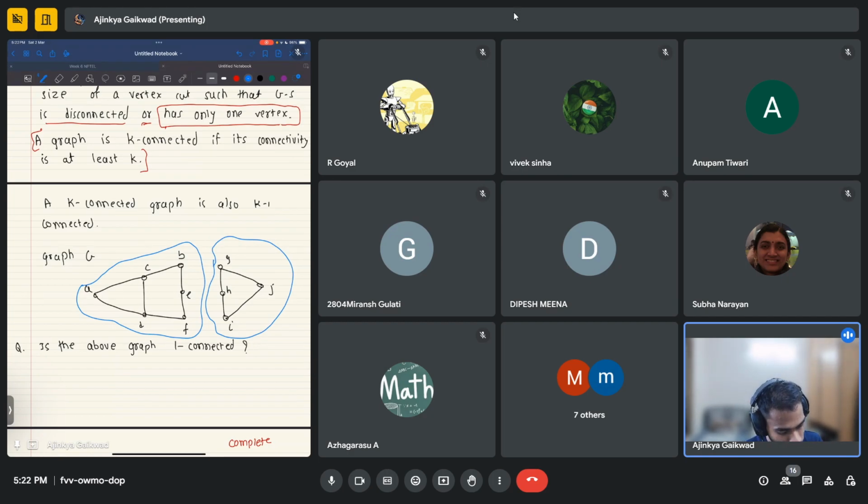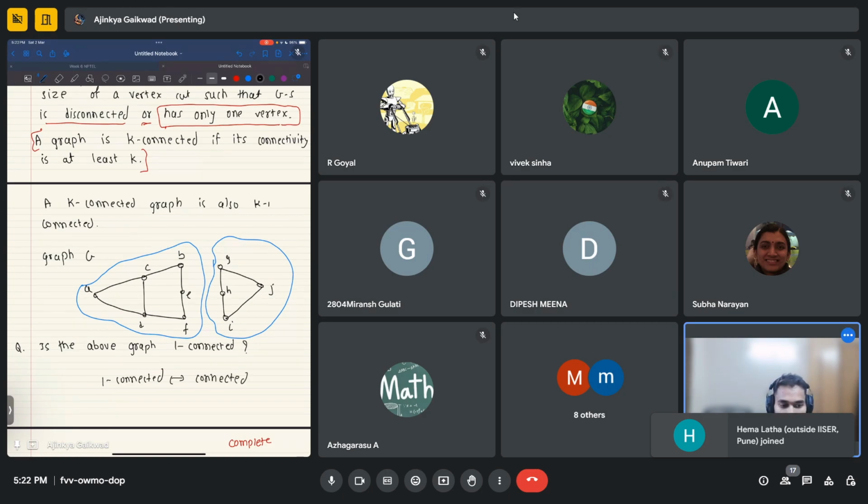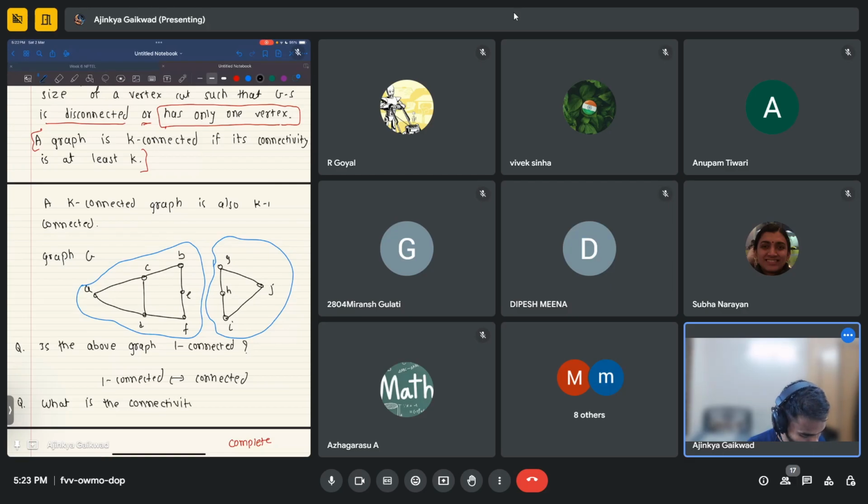So one connected and connected is the same thing. If I say a graph is connected, it means it is one connected, and if I say a graph is one connected, that means it is connected. Two connected, three connected is a generalization of this idea of connectedness, right? So in this case, the graph is in fact not one connected. Okay, so what will be the connectivity of this graph G? So what is the connectivity, that is k of G, of the above graph?